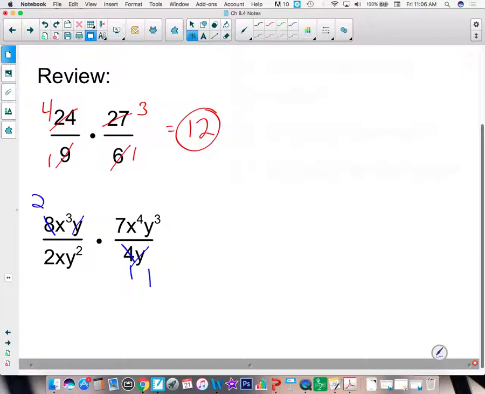Okay, now let's look the opposite direction. So 2 and 7, can you cross cancel? No. 7 is prime, so it's 2. Do I have an X to cross cancel? Yes. I got 1 down here and 4 of them here, so I'm going to take 1 away from them when I cross cancel.